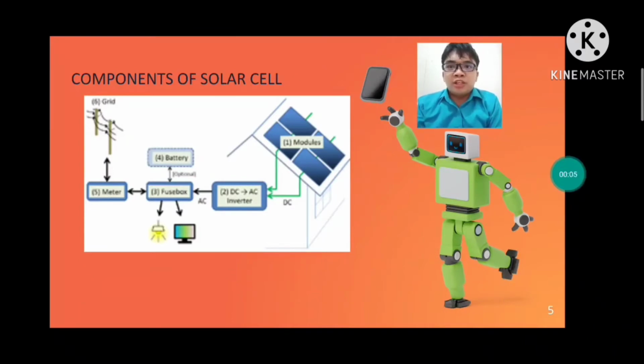As we can see in this picture, sets of modules can be wired together to form an array. Then this array will be able to absorb the energy from the sun, which is converted into alternating current by the use of an inverter. Then the energy will flow through the fuse box, which can power up any kind of load, whether it's residential, commercial, or for industrial use.